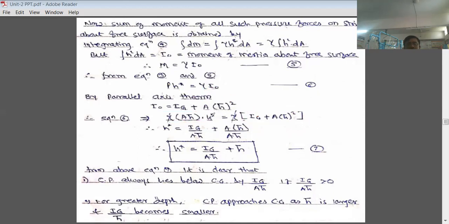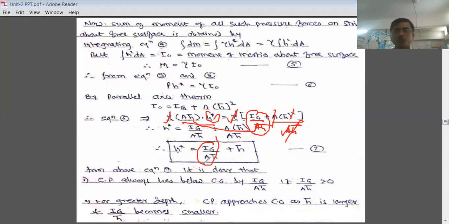Now this H star will remain as it is here. This gamma will get cancelled. This A h bar will go to the RHS. H star will remain here, and after dividing, Iz upon A h bar remains, and from the other part, this area will get cancelled. One h bar will cancel with the square, and you will get the final equation: H star is equal to Iz upon A h bar plus h bar. So this is our final equation for the center of pressure.